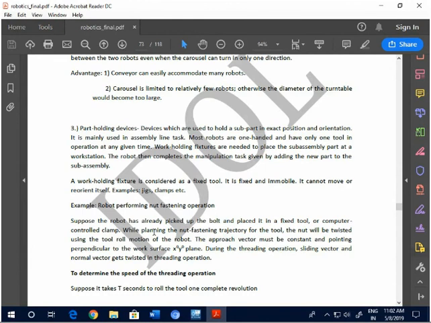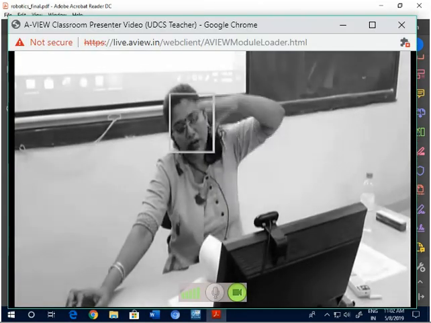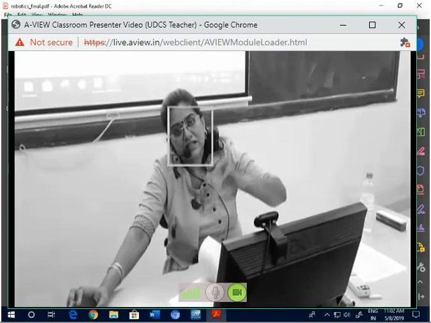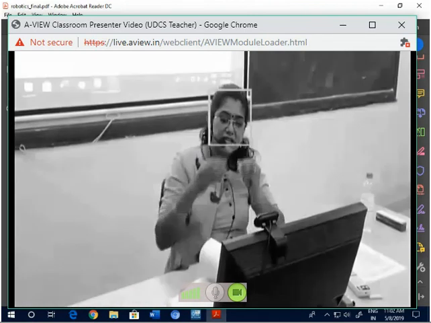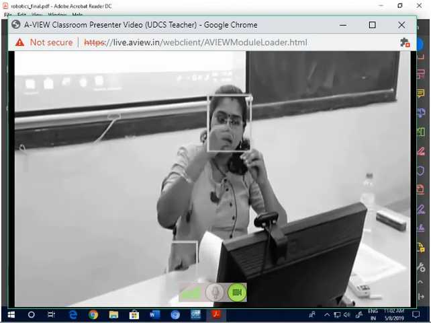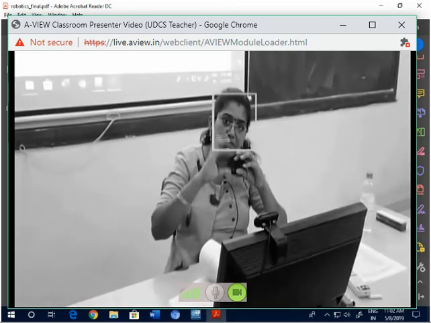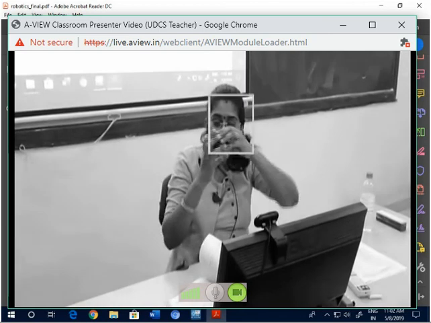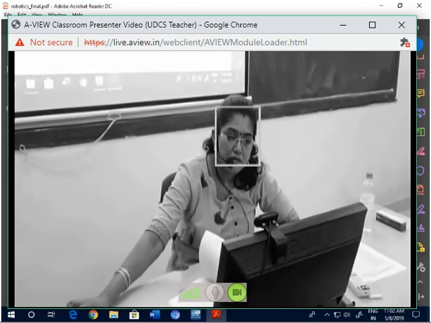Work holding fixtures are needed to place the sub-assembly part at the workstation, and when the robot completes the manipulation task by adding a new part to the sub-assembly. So the work holding fixture is considered a fixed tool, and it is fixed and immobile. It cannot move or reorient itself. For example, jigs and clamps can't change their position.